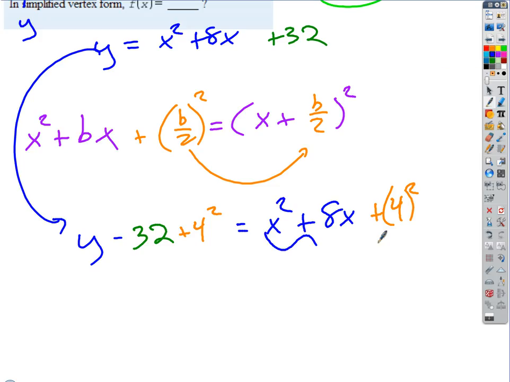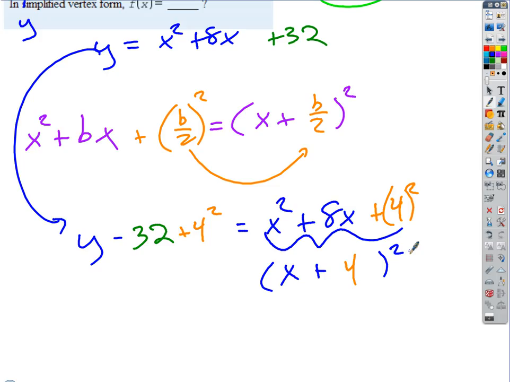The whole point of that was so I could factor this into a perfect square, something times itself. And if you multiply that out, you're going to get x squared plus 8x plus 16, and the magic numbers are really obvious. Okay? What's that going to be? What perfect square? x plus what? 4. That's it. Quantity squared.